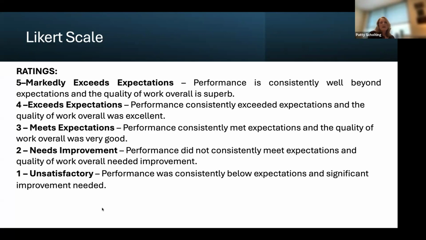I think really giving some feedback and providing some feedback in regards to the expectations. And it's okay to give a 4 and a 3. I think that's perfectly fine depending on their performance.